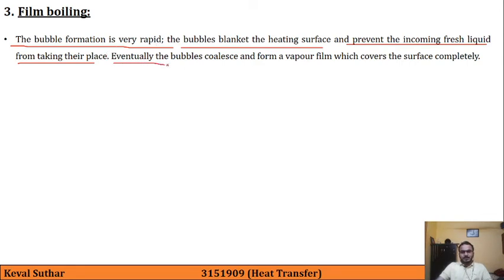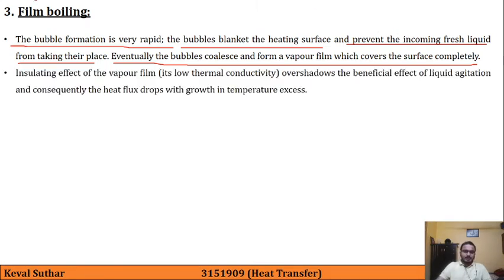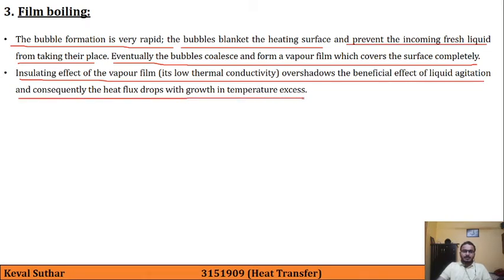Eventually the bubbles coalesce and form the vapor film which covers the surface completely. So this is very similar to film condensation. The insulating effect of this vapor film, which has low thermal conductivity, overshadows the beneficial effect of liquid agitation, and consequently heat flux drops with the growth in the temperature axis. So if you recall the downward curve which we were observing in the third stage, that is film boiling, that is because of this, that some form of insulation is created because of the vapor film here.